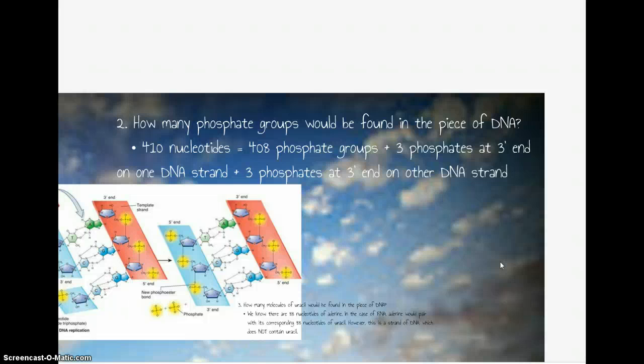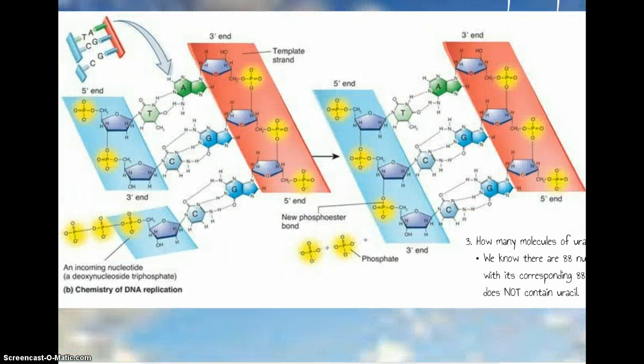Then you can go back to those 2 and say, of that one that has 3 phosphates at a 3' end on that DNA strand, and the other strand, which would of course also have a 3' end, will also have those 3 phosphates. You have to add them. So 408 plus 3 plus 3. So that pretty much gives us our answer. And if you didn't add it up, it's 414. Yeah. This is just a close-up of the picture I was talking about. And that's that phosphoester bond, and there's the pyrophosphate there.